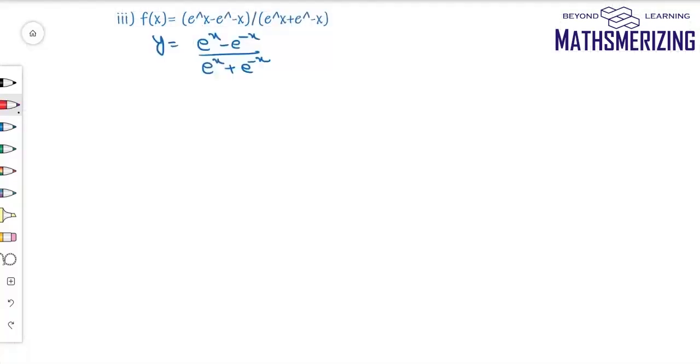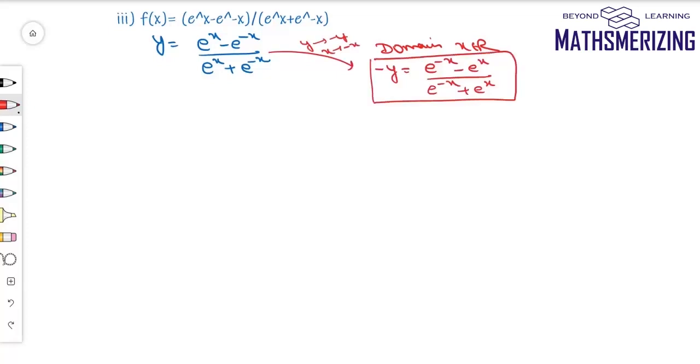Now the next question is y equals e to the power x minus e to the power minus x divided by e to the power x plus e to the power minus x. First, domain. Domain is x belongs to R because the denominator cannot be negative and there is no other restriction. Secondly, if I replace y with minus y and x with minus x, and take minus common from the right hand side, I'll end up getting the same function.